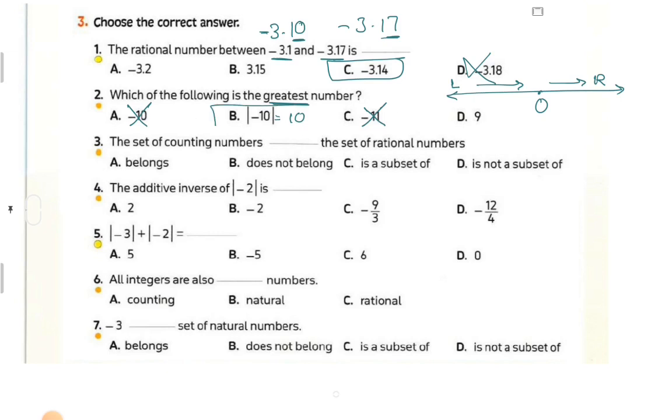Of course, 10. Set of counting numbers and set of rational numbers. What's the relation between counting numbers and rational numbers?